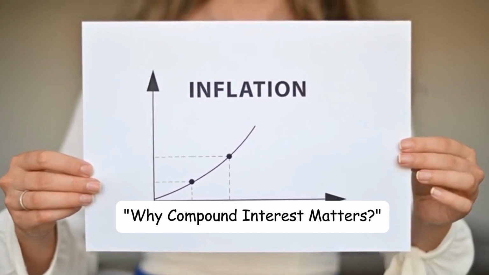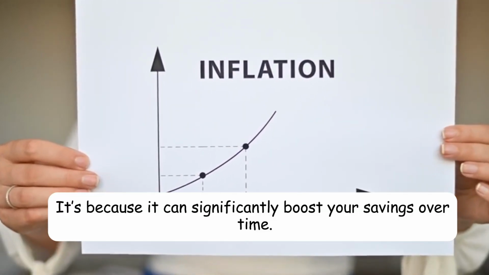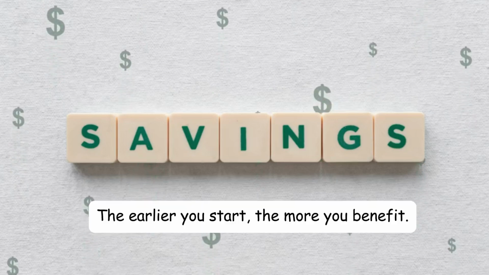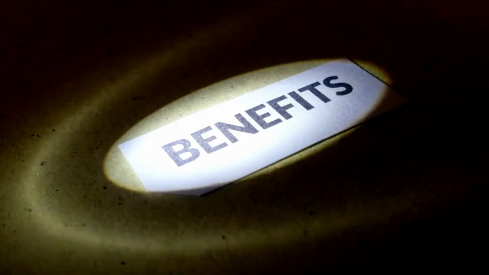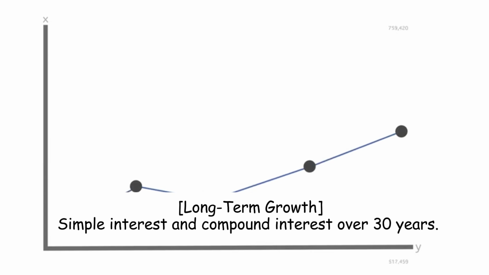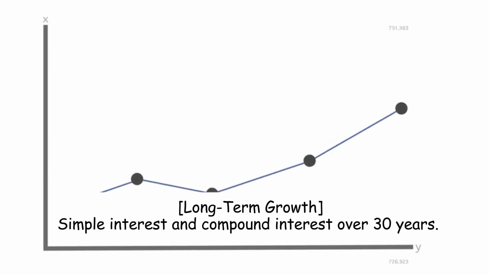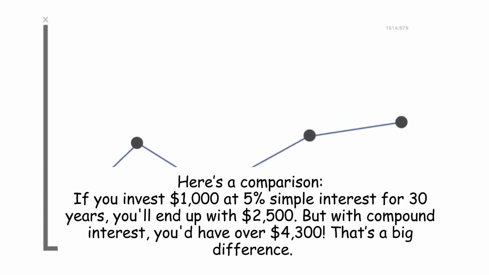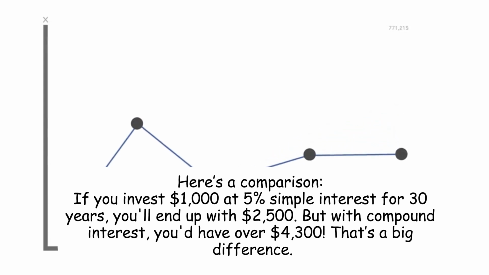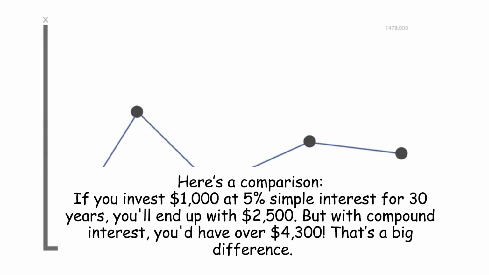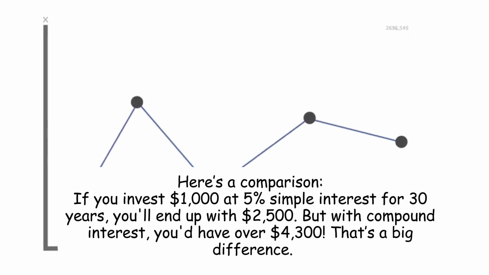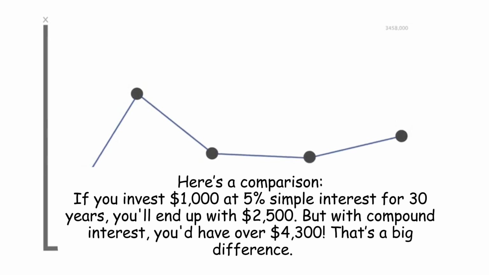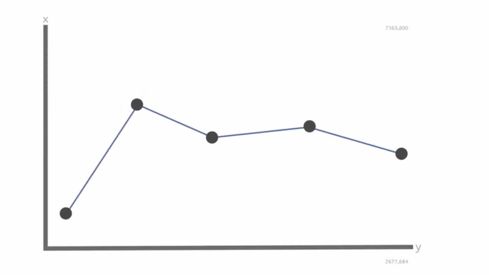Why does compound interest matter? It's because it can significantly boost your savings over time. The earlier you start, the more you benefit. Long-term growth, simple interest and compound interest over 30 years. Here's a comparison. If you invest $1,000 at 5% simple interest for 30 years, you'll end up with $2,500. But with compound interest, you'd have over $4,300. That's a big difference.